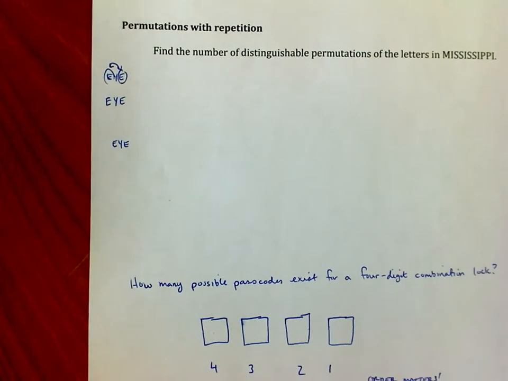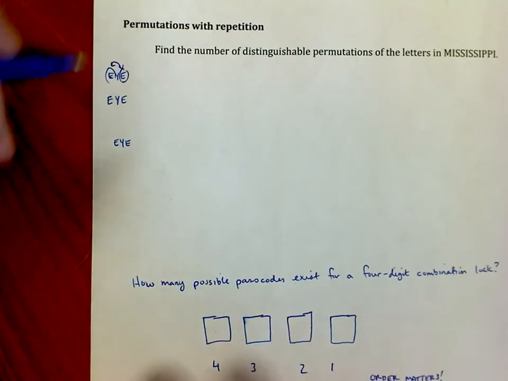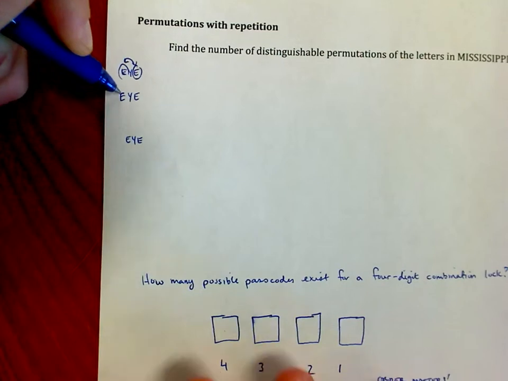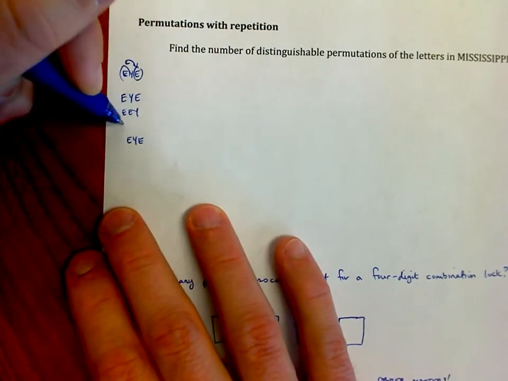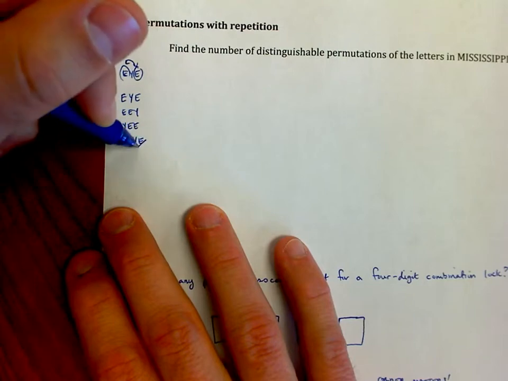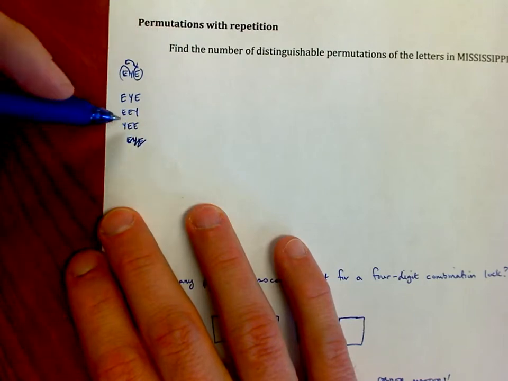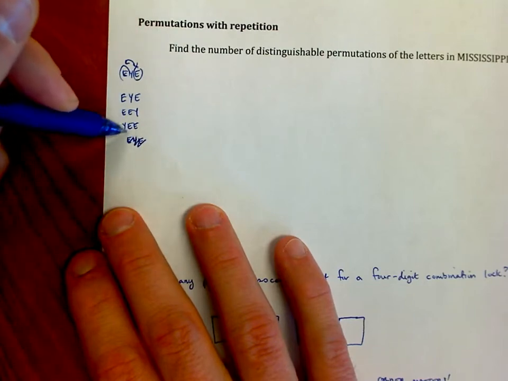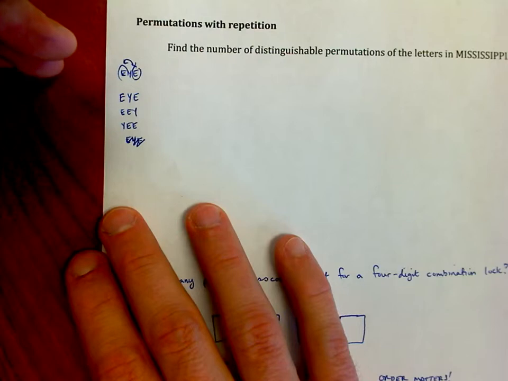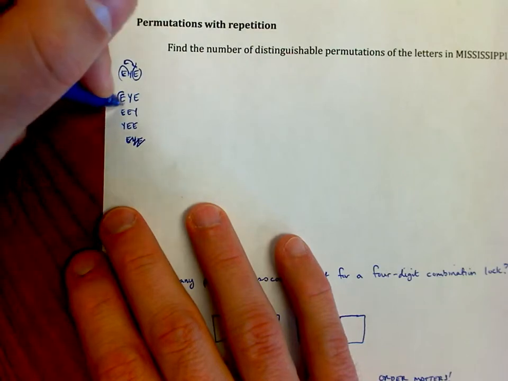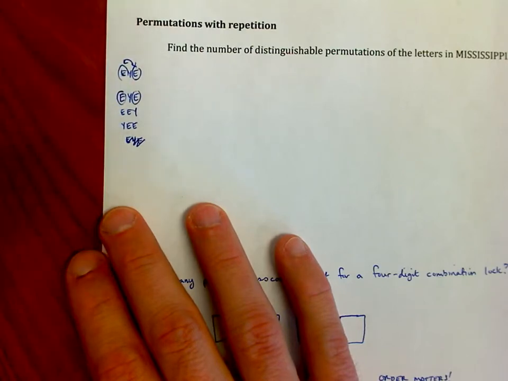But here, when the E's are the same, that changes the problem, because now I can spell EYE, I can spell EEY, I could spell YEE. Could I spell anything else? If I flip the E's, it's still YEE. I don't even know if there's anything else. The problem is that this E and this E are the same, and that changes the pattern.